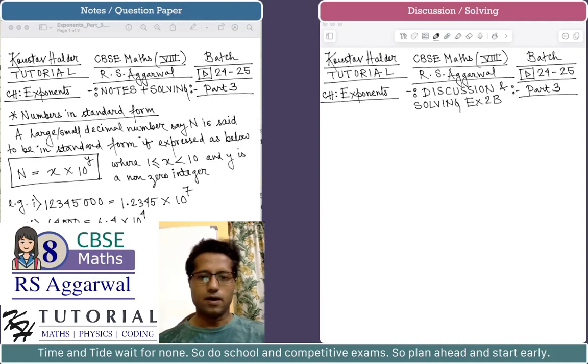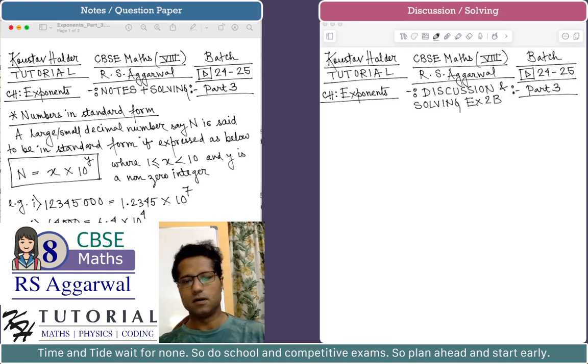Okay, so I have my rough notes prepared on today's topic on the left hand side, and on the right hand side I will discuss the concepts and solve the problems of exercise 2B. In this video we will discuss numbers in standard form, usually expressing very large and very small numbers in standard form. While I am speaking, you can follow the notes and take a screenshot of the notes for your future reference.